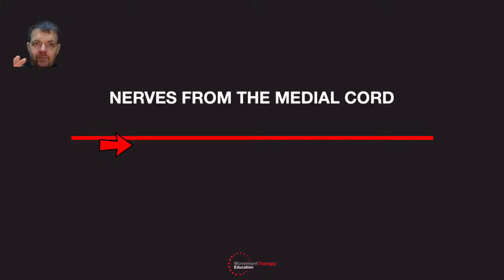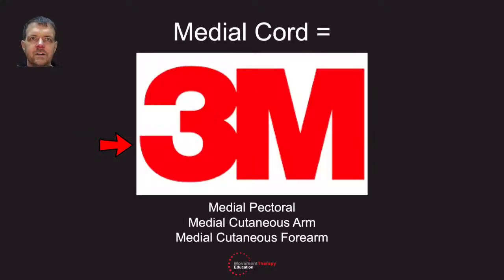Now we're going to have a look at nerves that come off of the medial cord. So we had, if you remember the image, a lateral, posterior, and then medial. So this is going to be nerves that come off more towards the inside of the arm, the medial part of the arm. Okay, so what to remember with this is 3M, right? So if you remember the logo 3M, we've got medial pectoral, medial cutaneous for your arm, and medial cutaneous forearm.